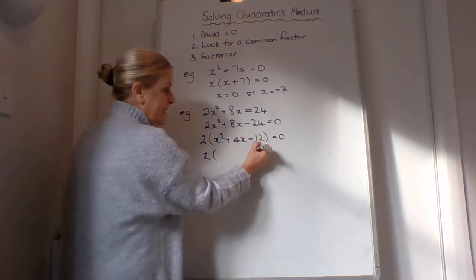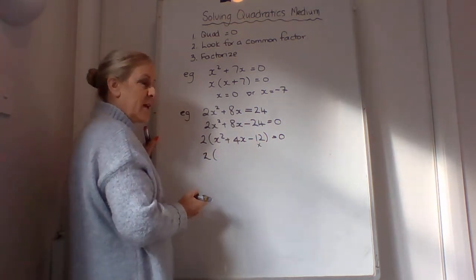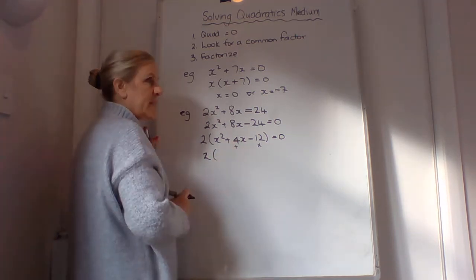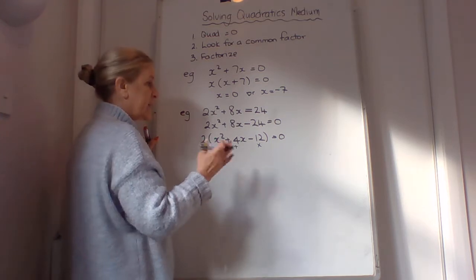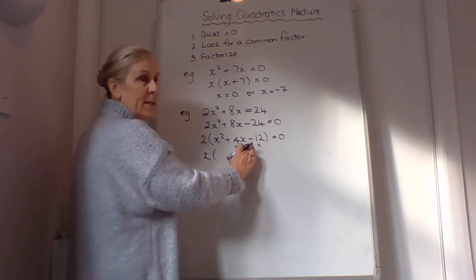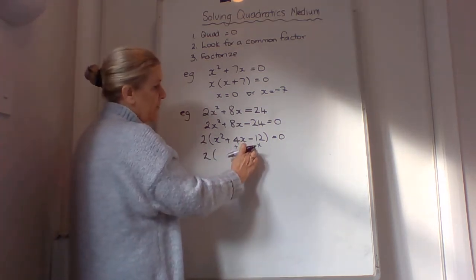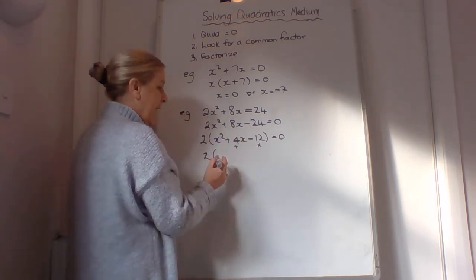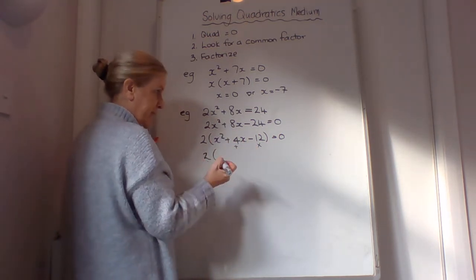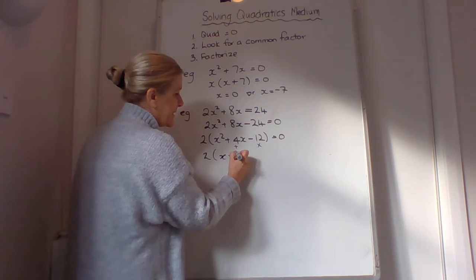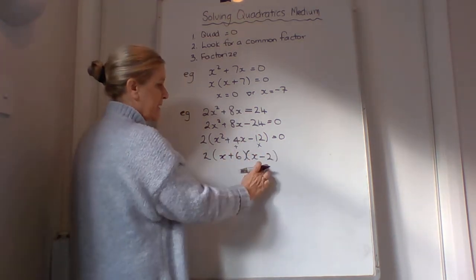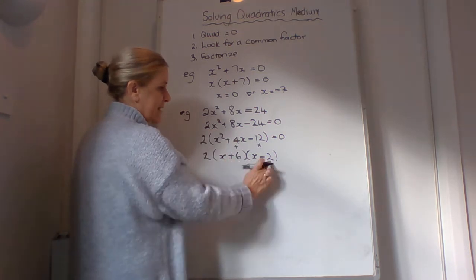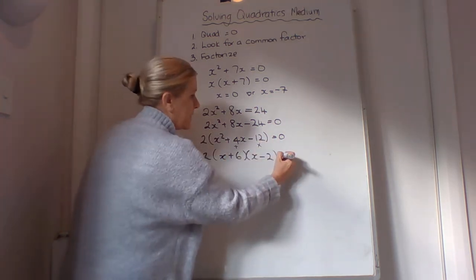What multiplies to give negative 12 and adds to give positive 4? 12 and 1, 6 and 2, 3 and 4. 6 and 2. Okay, so 6 and 2, we need a negative 2 to get positive 4 and a positive 6. So x plus 6, x minus 2. 6 minus 2 is positive 4. 6 times negative 2 is negative 12, equals 0.